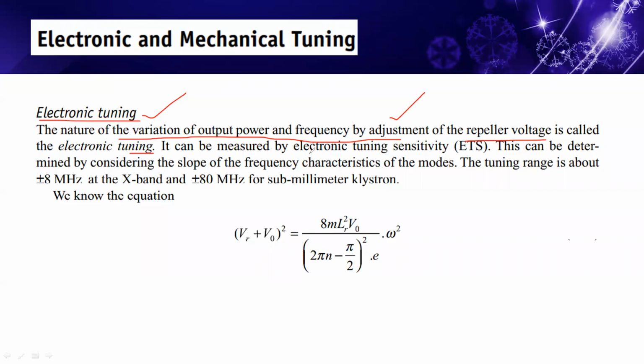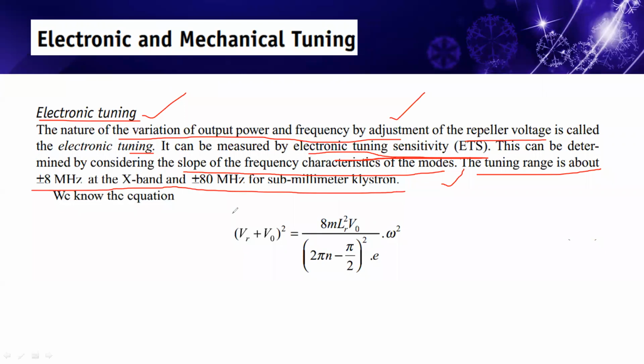So this is measured by using the electronic tuning sensitivity. Sometimes this can be determined by considering the slope of the frequency characteristics of the mode. This is the experimental observation taken from the waveforms. And this electronic tuning is about 8 megahertz in X band and sub millimeter for the Y band.